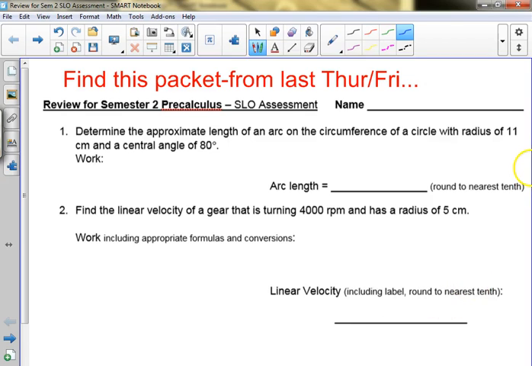All right, we'll see how far we can get today in 20 minutes or whatever we have. This is the SLO review packet.